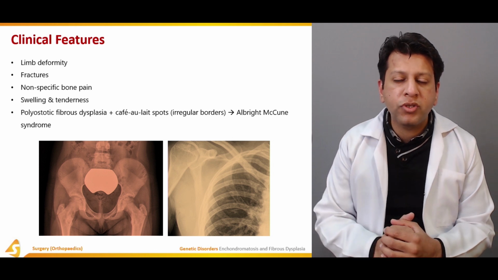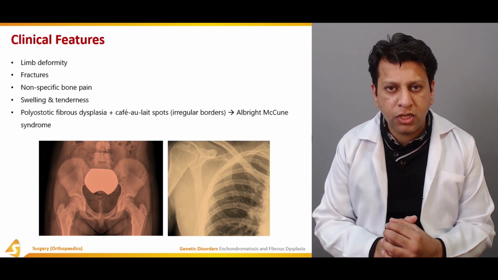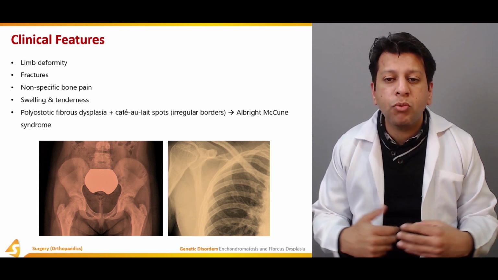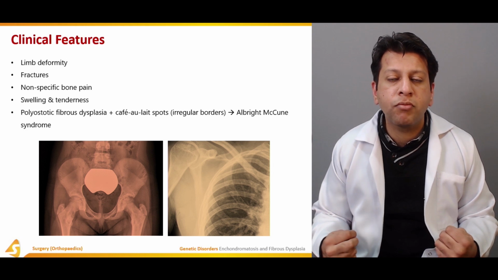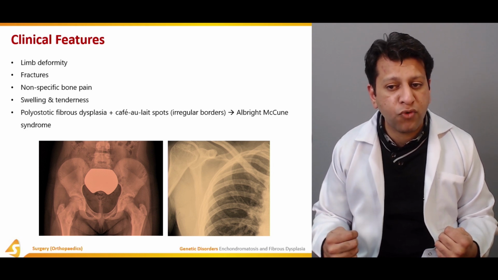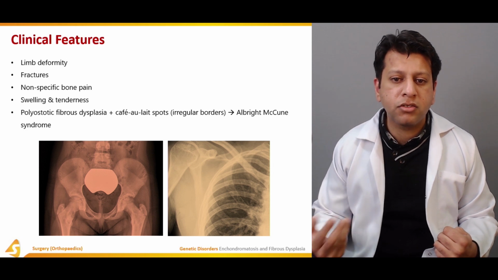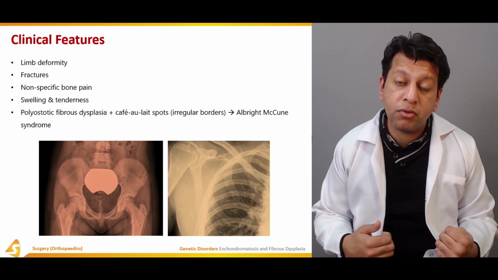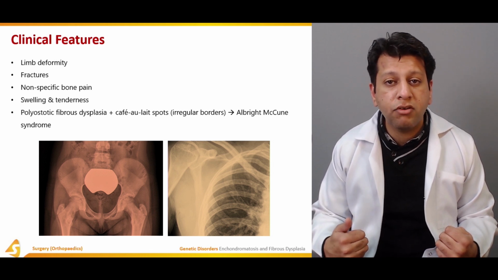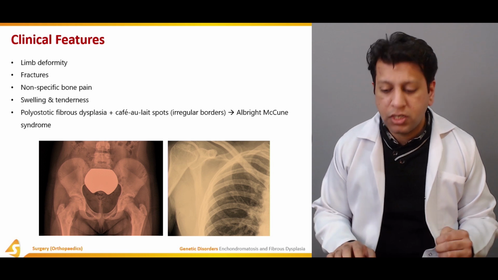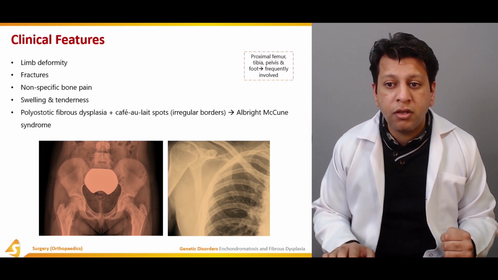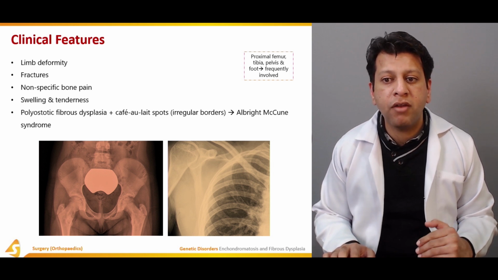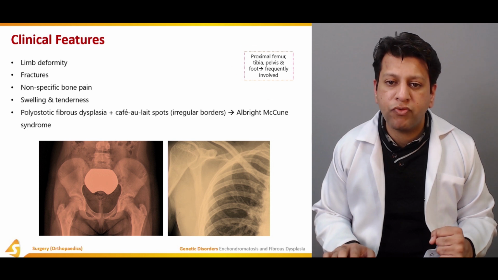Usually there are two syndromes which are associated with fibrous dysplasia. One is called McCune-Albright syndrome, and another is Mazabraud syndrome. McCune-Albright syndrome is associated with polyostotic fibrous dysplasia and café-au-lait spots. And Mazabraud syndrome is polyostotic fibrous dysplasia associated with intramuscular myxomas. The most common site is the proximal femur, then the tibia, then the pelvis, and then the foot is also frequently involved.